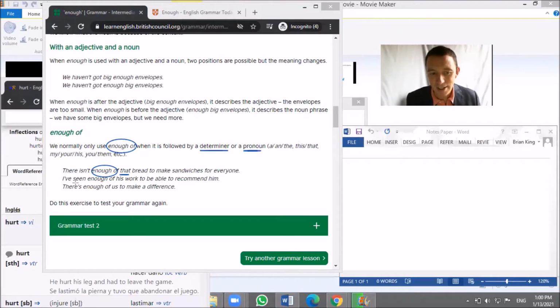I've seen enough of his work. So that is his. His is the key here, because you have his, that is the possession. And it could be the pronoun, I think, in that case, to be able to recommend him. And then finally, there is enough of, as we saw, us. So that's the pronoun again. So there's enough of us, enough of them to make a difference. Interesting. So that is the grammar explanation. Now let's look at the first exercise.